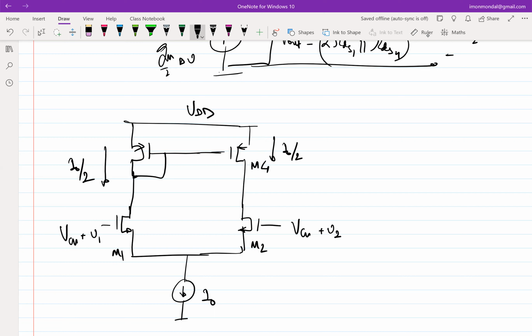So as far as the biasing picture is concerned, there is no change in biasing. Whatever was happening earlier, same thing is happening right now. Just that we have extracted the bias current from somewhere else.